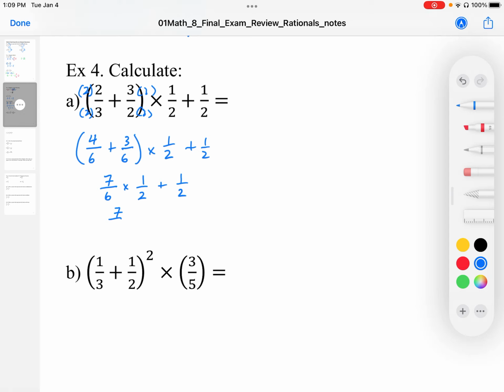So I get 7 over 12 plus, I want a common denominator, so I'm going to get a common denominator of 12. So I need a times 6 here, times 6 here, and that gives me 6 over 12. So with that common denominator, I can add those together. I add the numerators, 13 over 12. We just count the numerators, we leave the denominators the same. So there's my final answer, 13 over 12.